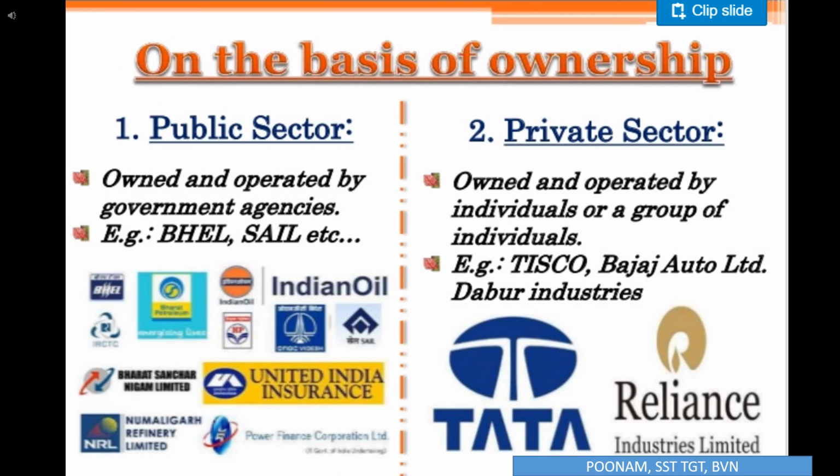On the basis of ownership, industries can be classified into four major groups. Public sector industries are those industries which are owned and operated by government agencies like BHEL and SAIL. Whereas private sector industries are those industries which are owned and operated by individuals or a group of individuals. For example, we have Reliance, Tisco, Bajaj Auto Limited, and so on.